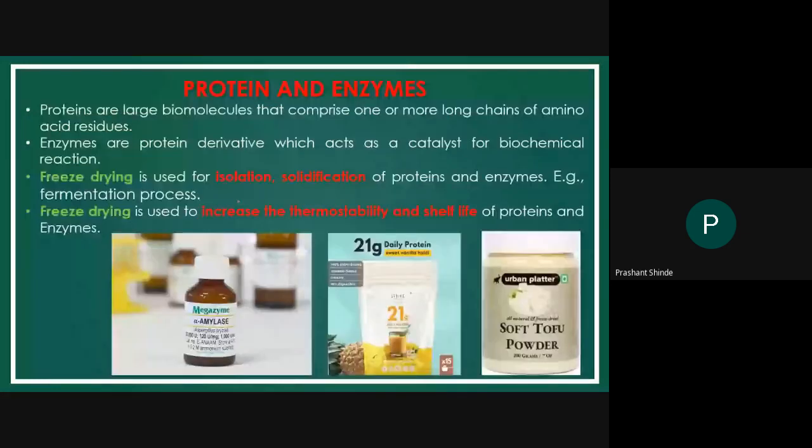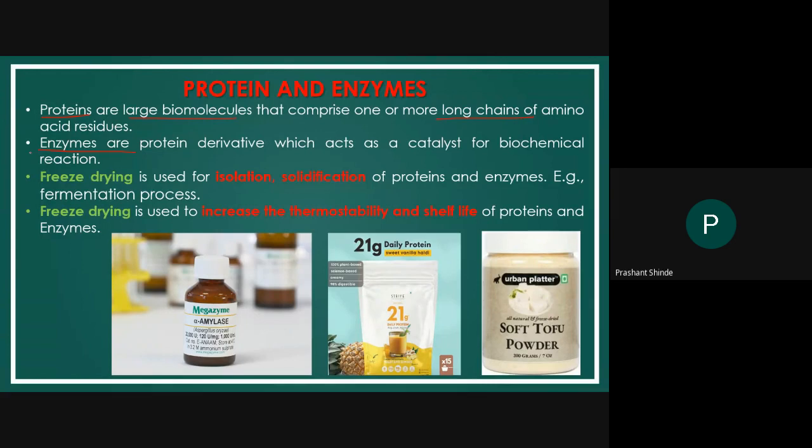Next are proteins and enzymes. This lyophilization process is also used for the formulation of proteins and enzymes. We already know proteins are large biomolecules that consist of long chains of amino acid residues, and these amino acid residues are interlinked with each other by polypeptide bonds.